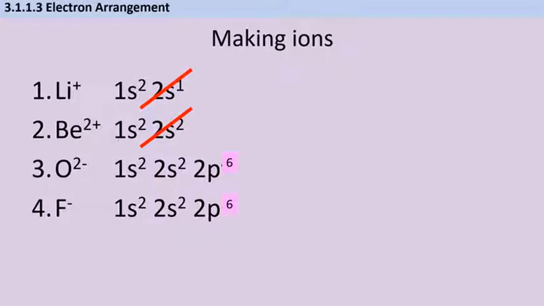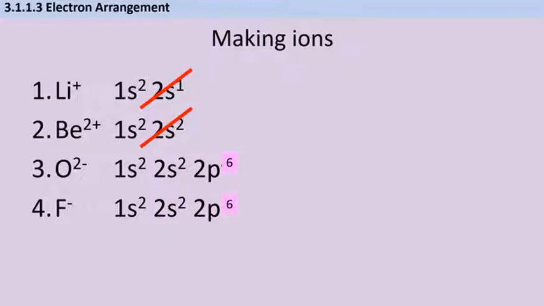So take, for instance, this lithium here. I know that the atom would have an electron configuration of 1s2, 2s1. And then to make the lithium positive ion, I need to lose a single electron. So just like you did at GCSE, where you started on the outside and worked your way in, I'm going to take that electron out of the 2s subshell. So my final answer would just be 1s2. Likewise for beryllium, I start out with 1s2, 2s2, and then I need to lose 2 electrons, so I take them out of the 2s subshell.